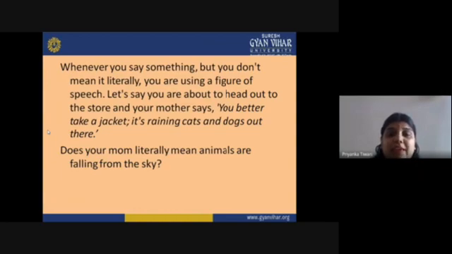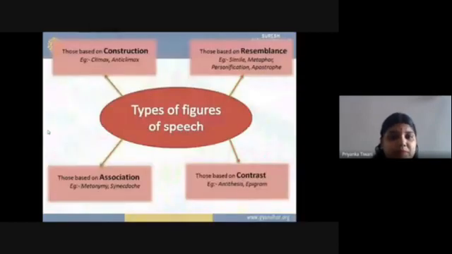We are just making our sentence better, more impressive and more expressive. So does your mom literally mean animals? No. We are just conveying and comparing our sentence to mean something different. Does your mom literally mean animals are falling from the sky?